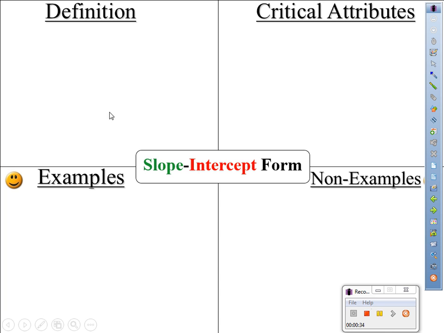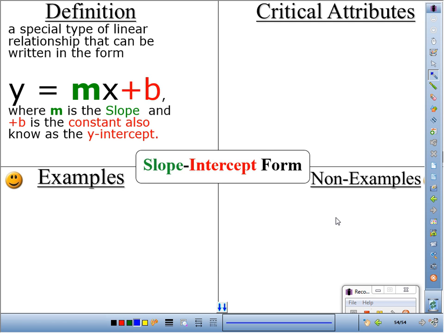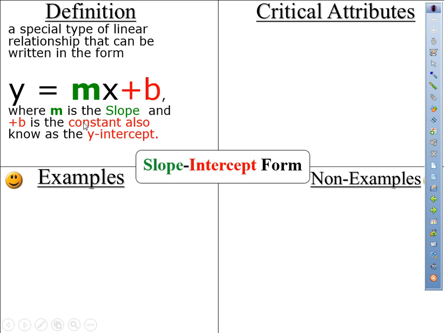Slope-intercept form. Definition: a special type of linear relationship that can be written in the form y equals mx plus b, where m is the slope and plus b is the constant, also known as the y-intercept. So once again, slope-intercept form, a special type of linear relationship that can be written in the form y equals mx plus b, where m is the slope and plus b is the constant, also known as the y-intercept.